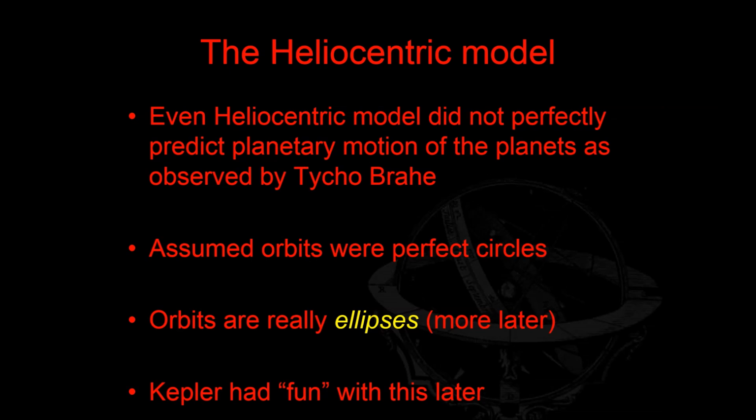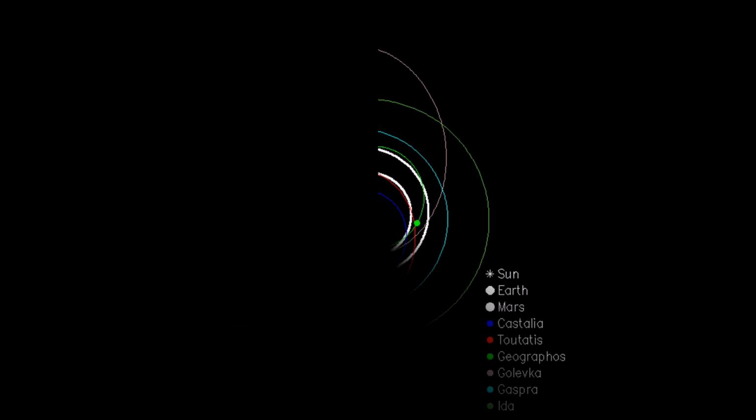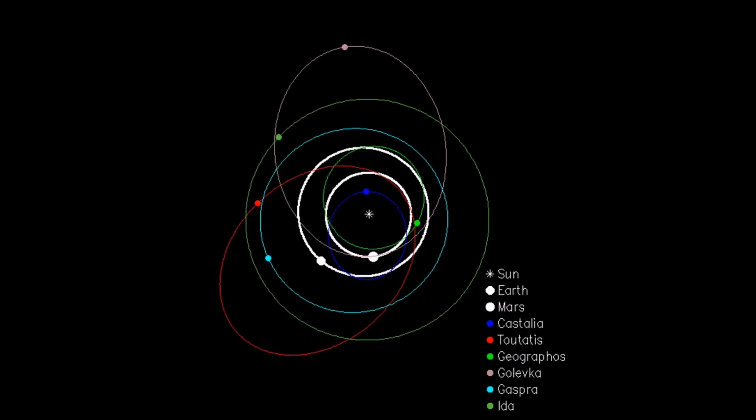Orbits are really elliptical, which means if you use a perfect circle and try to mathematically predict the position of a planet in the sky, it won't be quite right. It'll be close, but they'll still be off because an orbit is not perfectly circular. And this is what Kepler endeavored to fix later on in this story. So the planets are actually in these elliptical orbits.